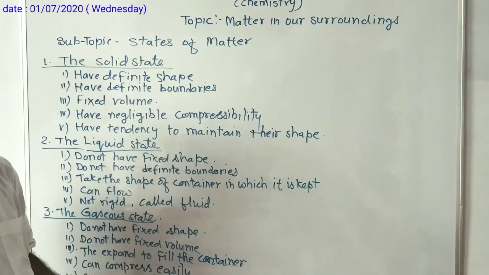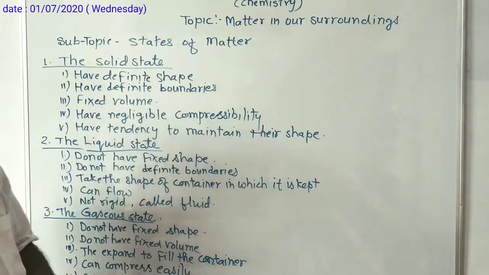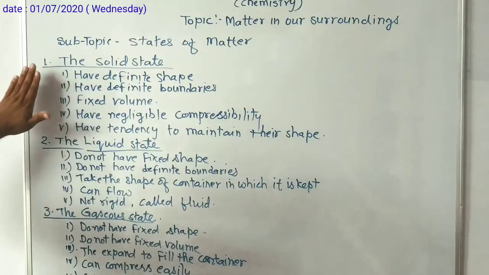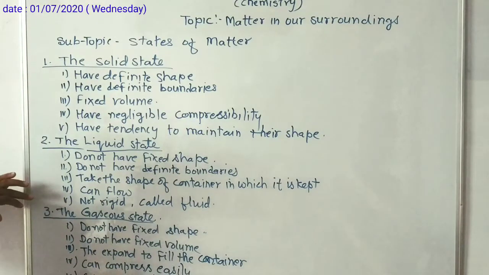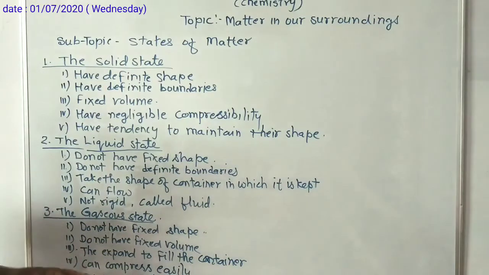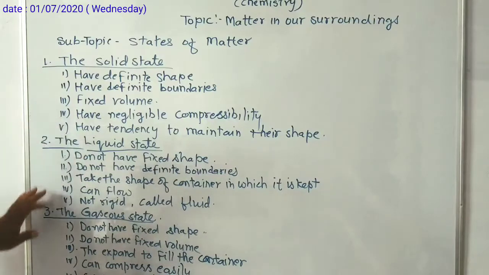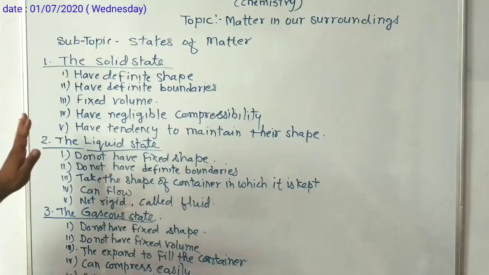In the previous class you also studied the different states of matter. The first is the solid state, the second is the liquid state, and the third is the gaseous state. It means the materials we have around us are mainly in these three states. So first we will discuss the solid state.